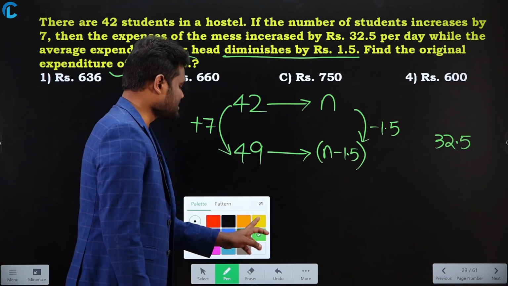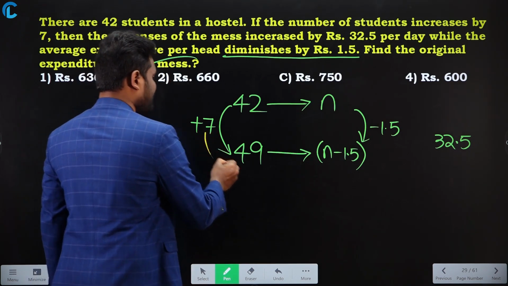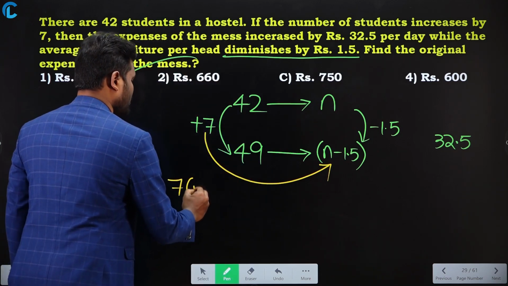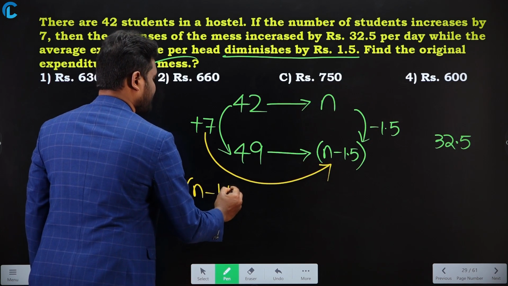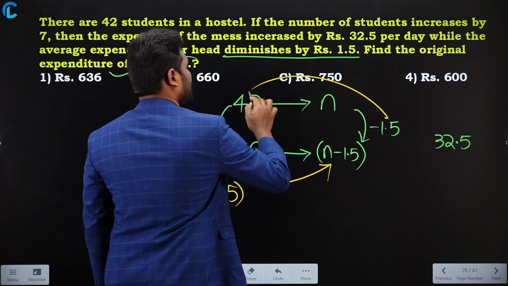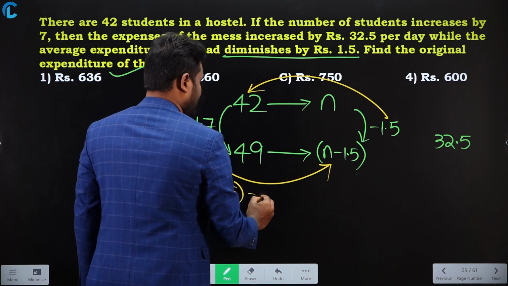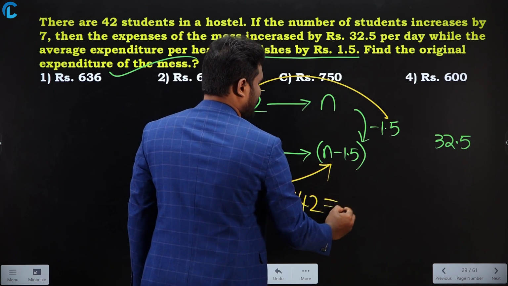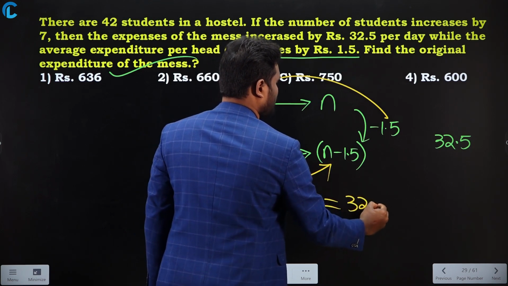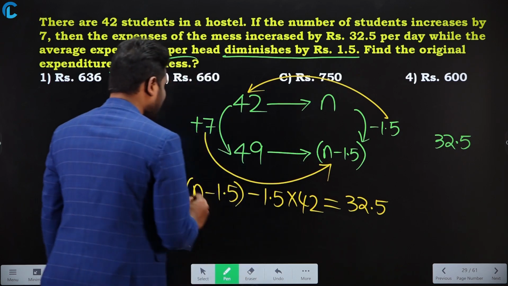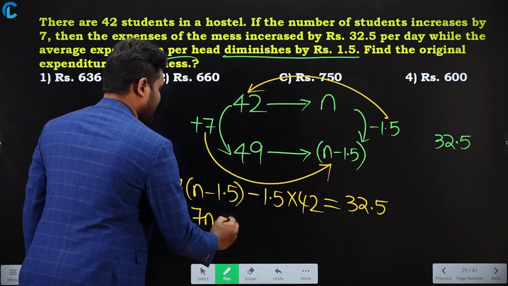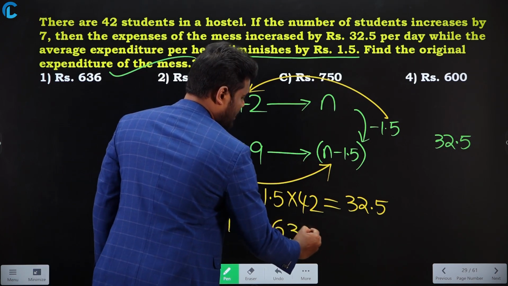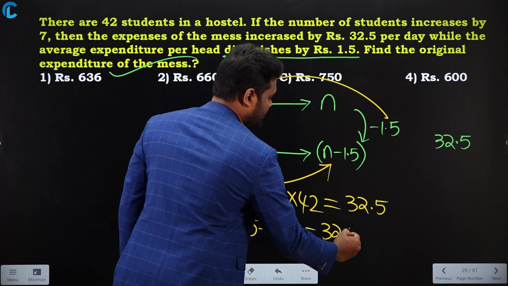Now go with the concept of left hand side difference, right hand side difference. Left hand side difference multiplied with right hand side bottom number: 7 into n minus 1.5. Similarly, right hand side difference multiplied with left hand side top number: minus 1.5 into 42. This value is equal to 32.5. Now calculate this: 7n minus 10.5 minus 63 is equal to 32.5.